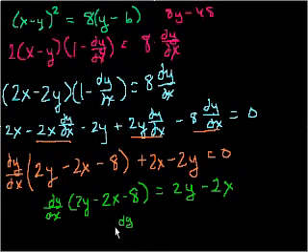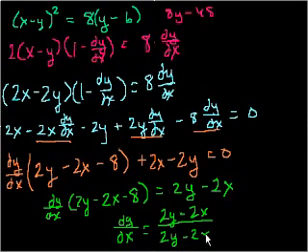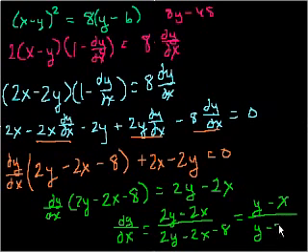dy dx, excuse me, is equal to 2y minus 2x, all of that over 2y minus 2x minus 8. And once again, we can divide the numerator and the denominator by 2. So we're left with y minus x over y minus x minus 8. And we're done. Hopefully you found that helpful.